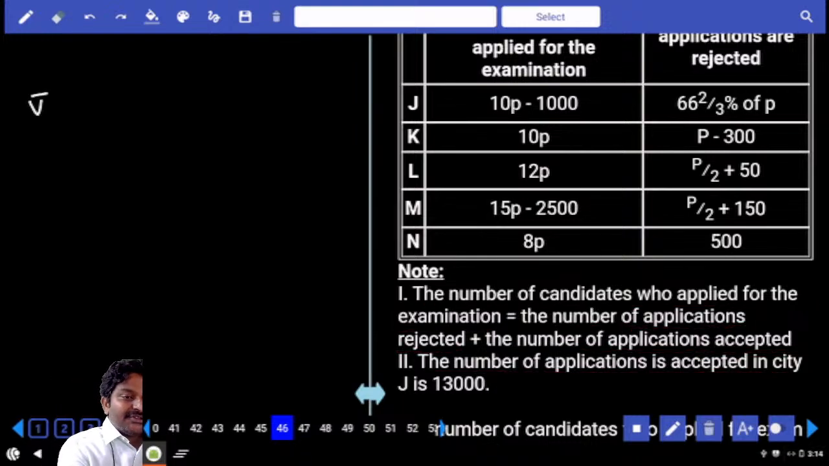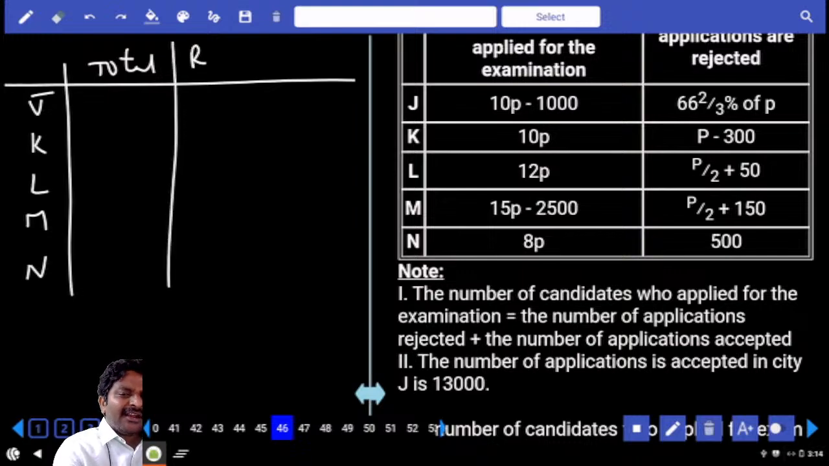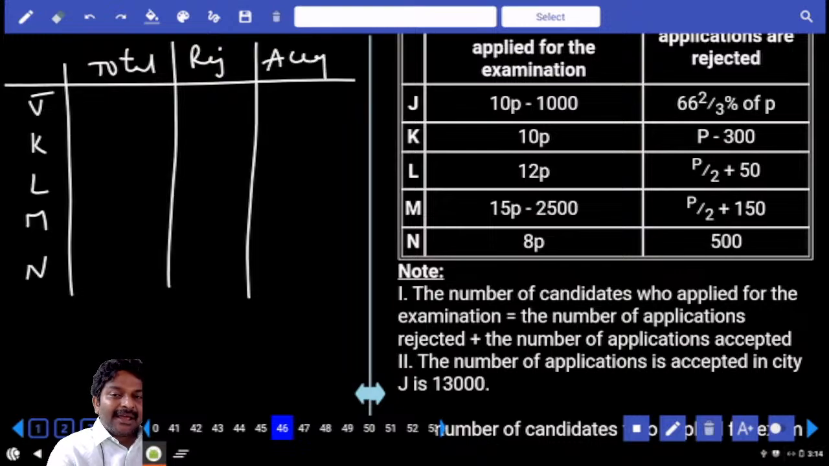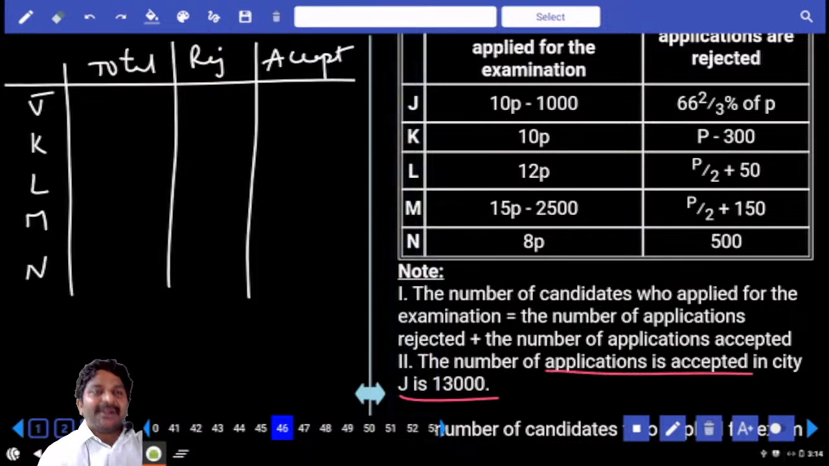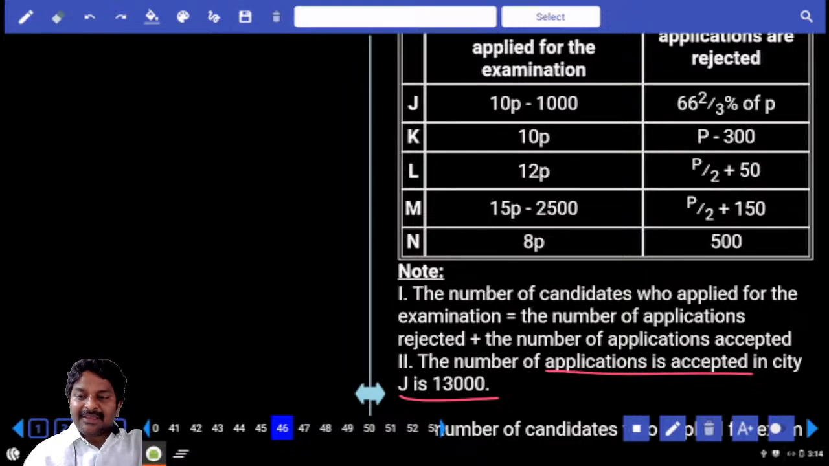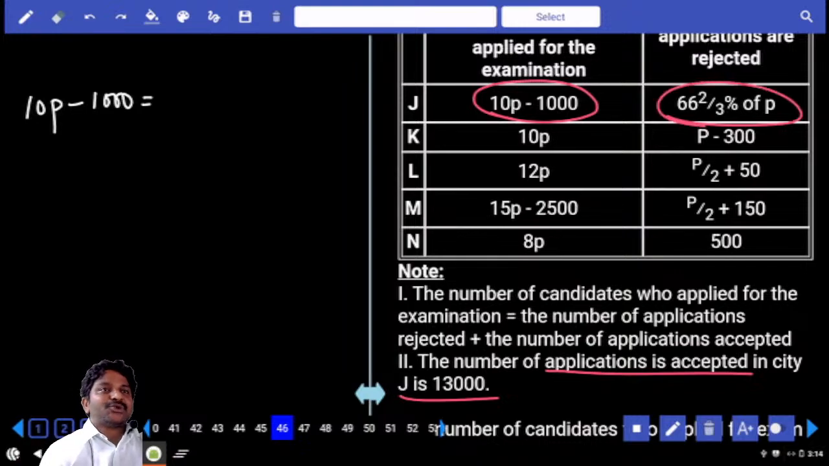So we have J, K, L, M, N. First thing they are talking about is total applications, then rejected applications, then accepted applications. Regarding J, applications which are accepted is 13,000. In J, total how many are there? 10 parts minus 1000. That must be equal to the rejected one, 66 2 by 3 percentage.